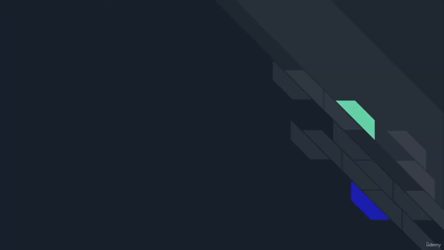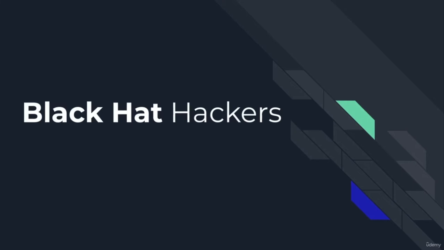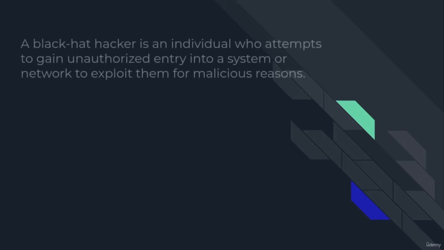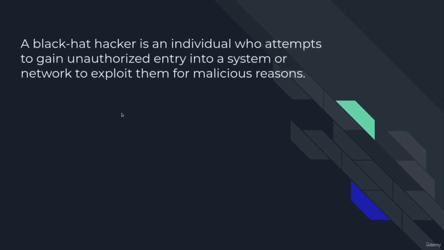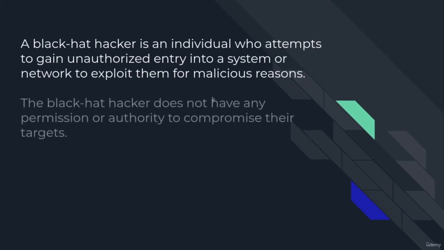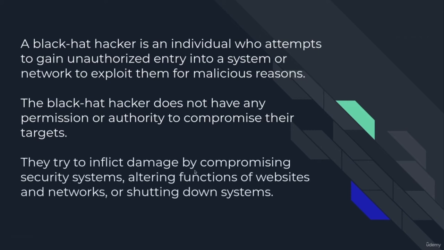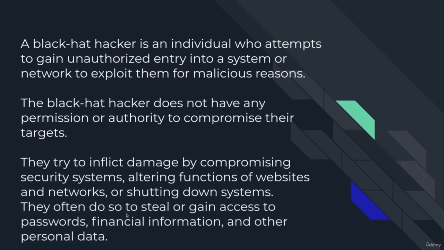Now, types of hackers. We have three types actually: the black hat hackers, the white hat, and the gray. Let's start with the black hat hackers. A black hat hacker is an individual who attempts to gain unauthorized entry into a system or network to exploit them for malicious reasons. The black hat hacker doesn't have any permission or authority to compromise their target, and they try to inflict damage by compromising security systems, altering functions of websites and networks, or shutting down systems. They often do so to steal or gain access to passwords, financial information, and other personal data.